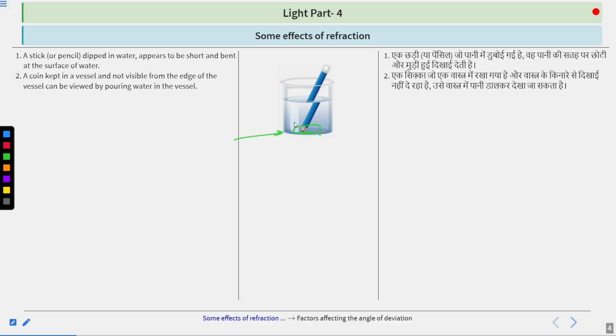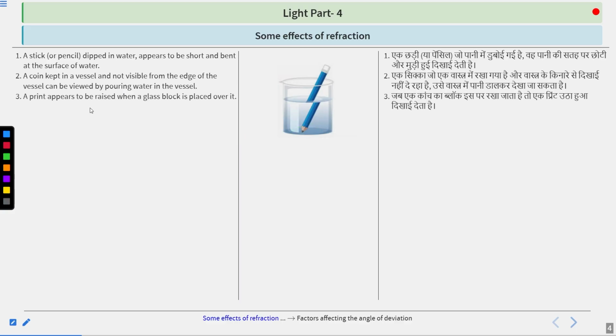Even you could try it today. Just take a glass, a transparent glass it should be. Put a 1 rupee coin at the bottom of that glass and try to see it from the edge. You won't be able to see the coin clearly. But if you pour water in that particular glass, the coin will become visible to you. Why is it happening? Because of the refraction.